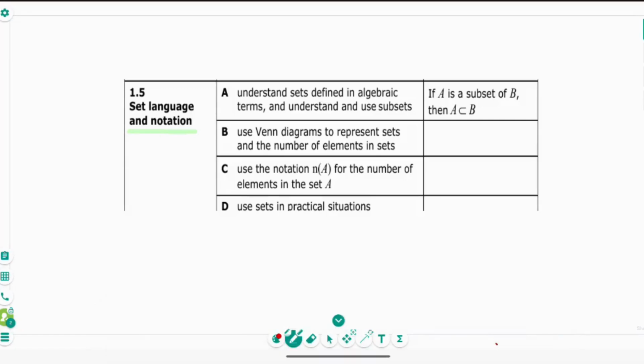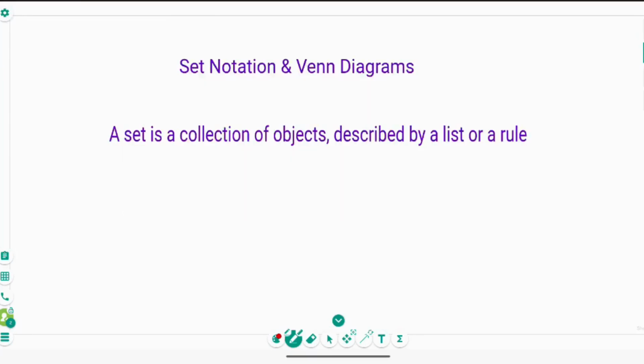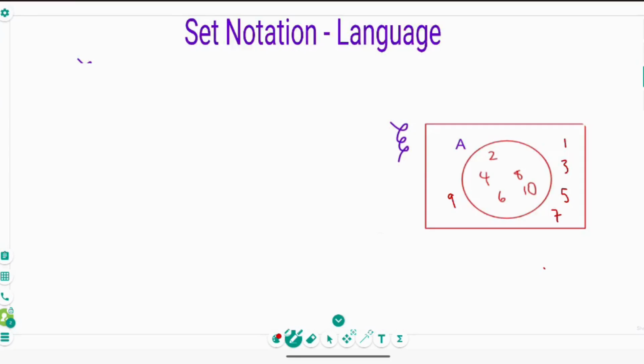In this recording, we will be looking at the topic set language and notation, specifically for IGCSE and Edexcel. In the first recording, we're going to look at set notation language and the use of Venn diagrams, just the basic skills, really. So, set notation and Venn diagrams. A set is a collection of objects described by a list or a rule.